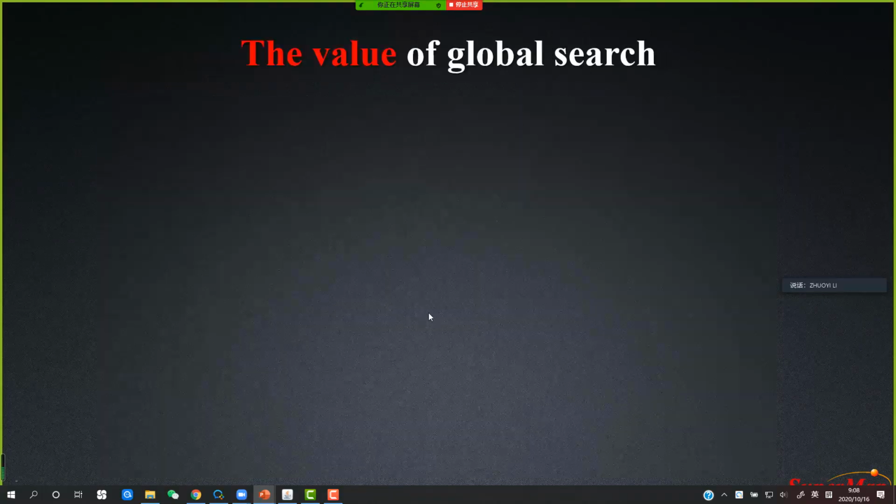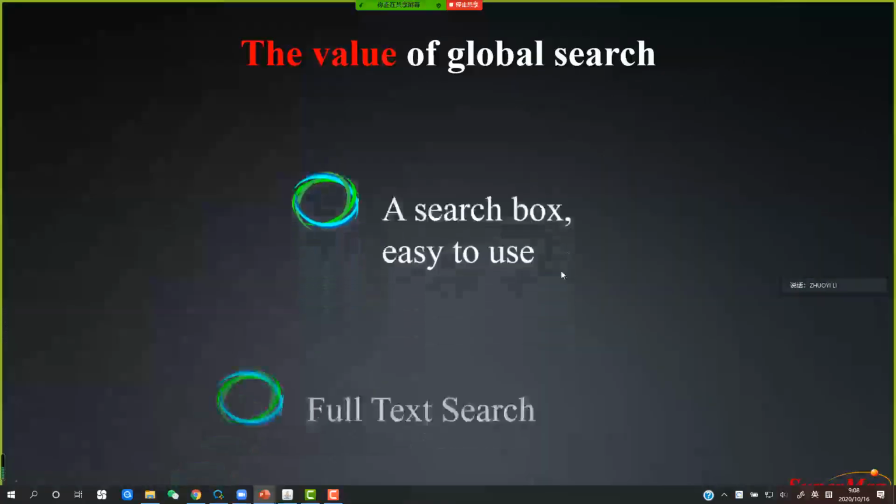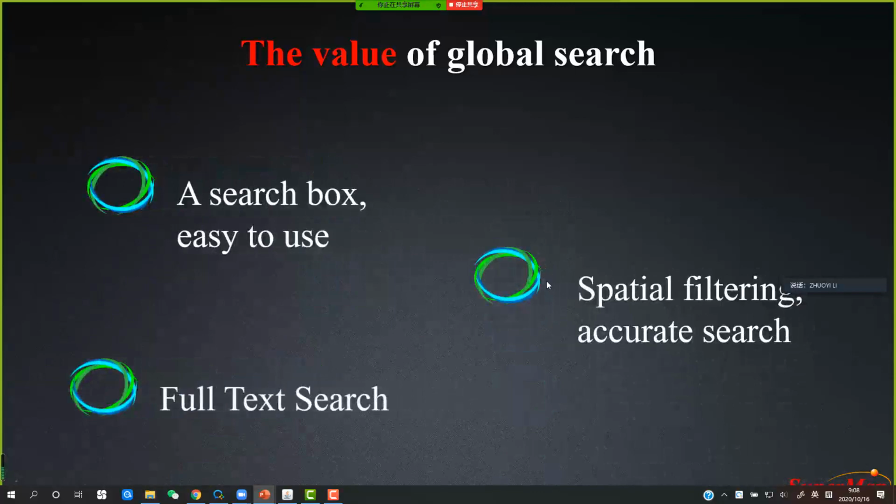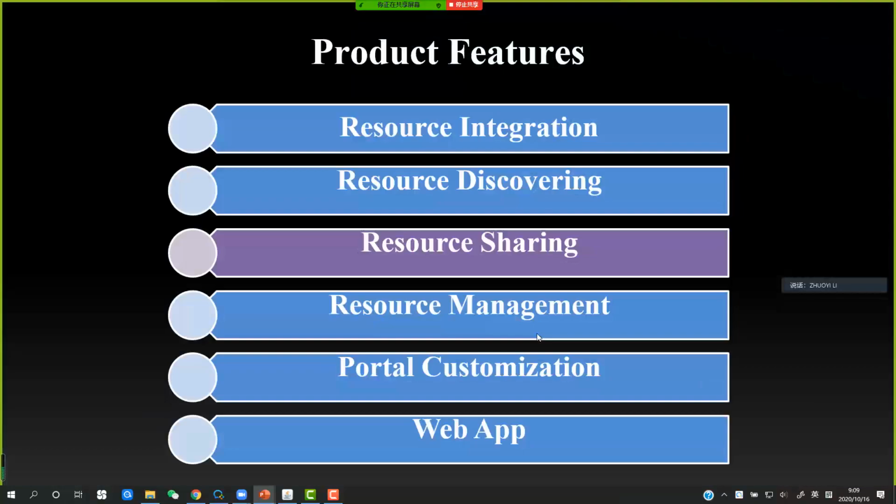Okay, and what is the benefit of the search box? It's easy to use, it's simple to use, and it has a full text search. No matter which spatial data it is, and which field, which spatial information or attribute information, it also can be searched. And the third is spatial filtering, and it's an accurate search.